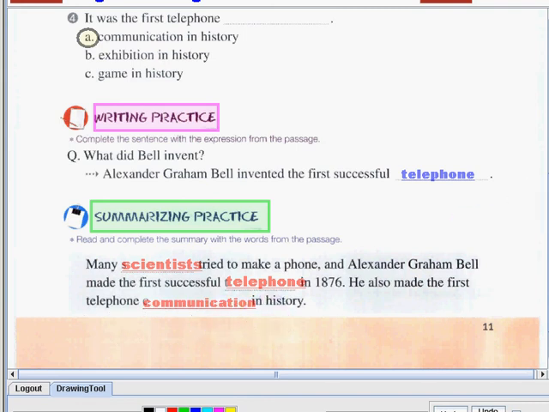Alright, so this is the end of our activity for today. I hope that you enjoy it and you learn a lot. It is really fun and exciting to learn English.